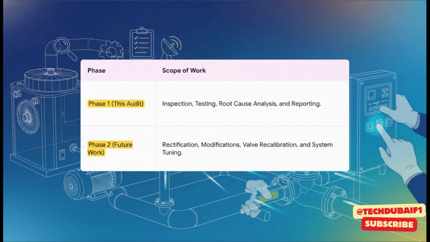Now, it's really crucial to get this distinction. Phase 1, which is everything we just talked about, is the diagnosis. It's all about finding the root cause. Phase 2 is the cure. That's the hands-on work of making the fixes, recalibrating the valves, and tuning the entire system based on what was found in Phase 1. You have to find the problem before you can fix it.